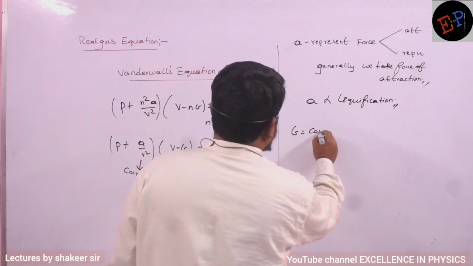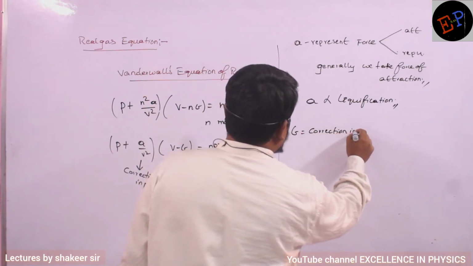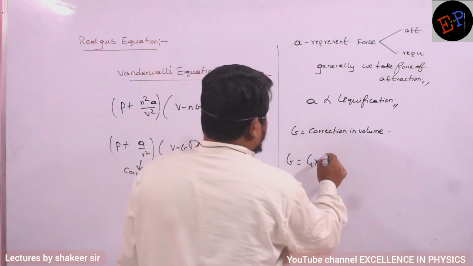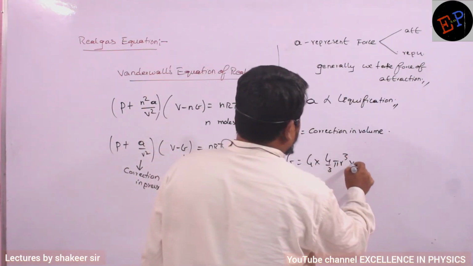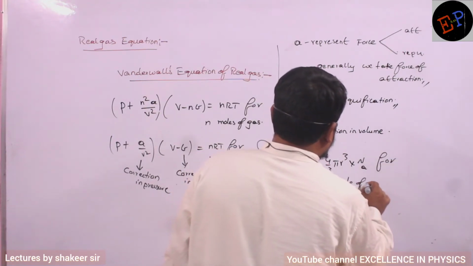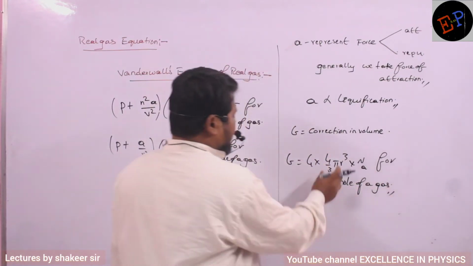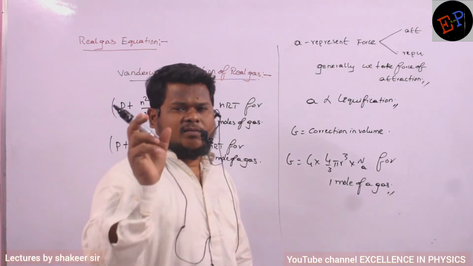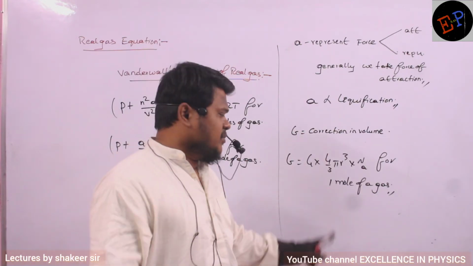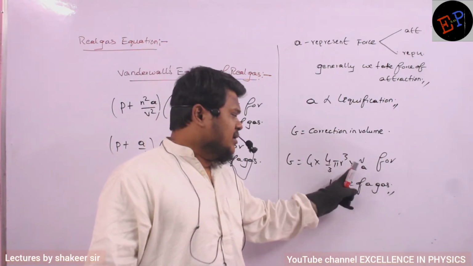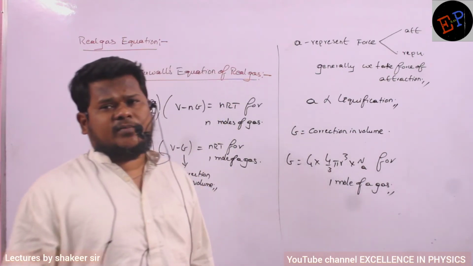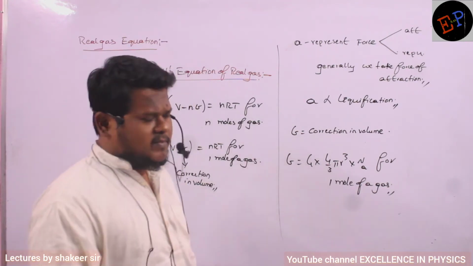Similarly, what is meant by b here? b is called the correction in volume. So b can be written as 4 multiplied by 4 by 3 pi r cube multiplied by Na, for 1 mole of a gas. Where 4 by 3 pi r cube is the volume of a single atom or single molecule. And how many molecules are there? Na number of molecules will be present for 1 mole of a gas, and that I have to multiply by 4, because this is how we derive the b value. There is some derivation which we are not doing, so just remember it.